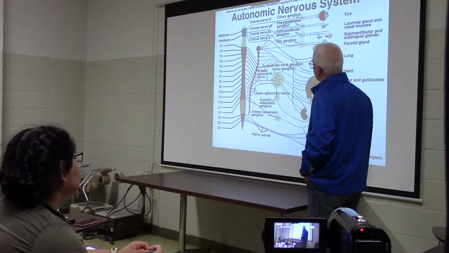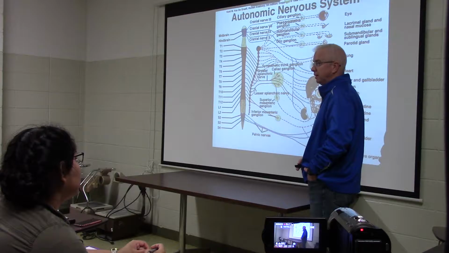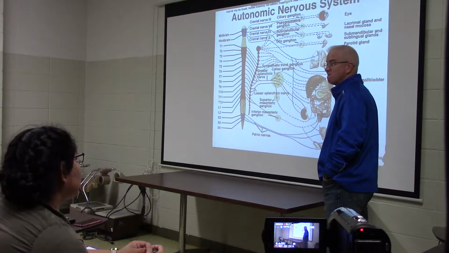So now you've learned the 4 ganglia of the parasympathetic nervous system. Ciliary, pterygopalatine, submandibular, and otic. How many cranial nerves are associated with those 4 ganglia in the head? 4. How many nerves are associated with those 4 ganglia in the head?